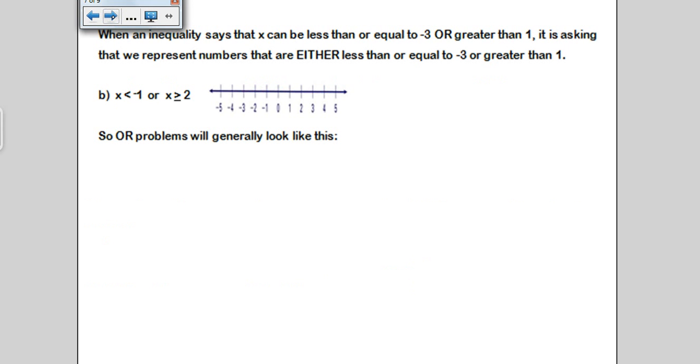Now, when we graph "or" problems, generally, and not always, they're going to look the opposite. So the case I gave you here is I want my numbers that are either less than or equal to negative 3, or numbers that are greater than 1. So less than or equal to negative 3 would be here, or anything bigger than 1 would be here. So in general, when you graph "ands" and "ors", the "ors" are going to look like this, where they kind of shade off to the sides.